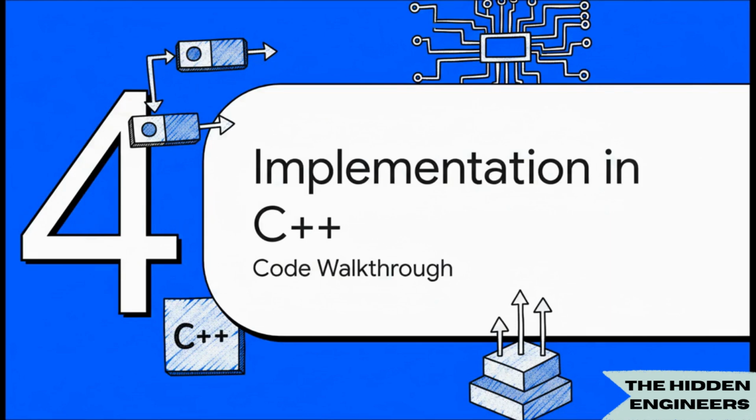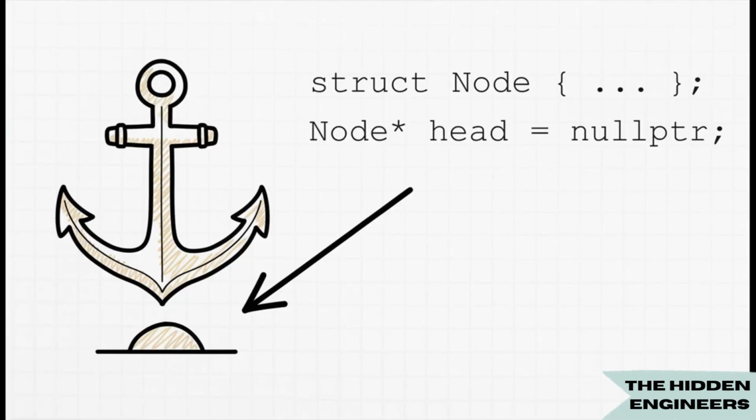Okay, theory is great, but let's prove it. Let's make this real. We're going to build the exact visual model we just talked about, but this time translating it into actual C++. All right, first we define our blueprint in C++ with the struct node.